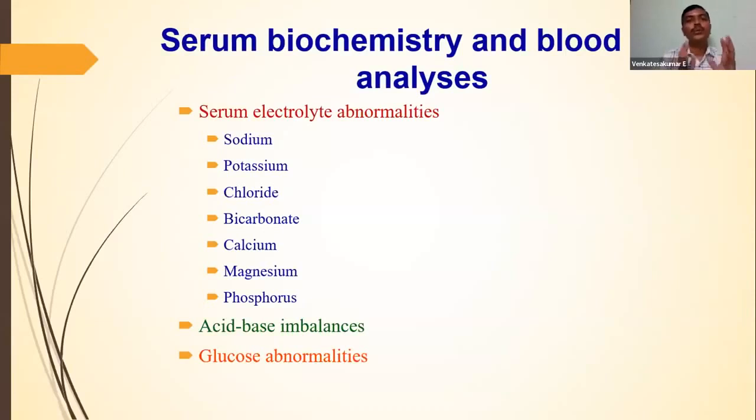So we need to estimate the electrolytes, either by a serum biochemical analyzer or by a blood gas analyzer. A blood gas analyzer will give acid-base imbalances along with the electrolyte abnormalities. It measures the bicarbonate and carbon dioxide levels. So whether the animal has metabolic acidosis or metabolic alkalosis, we can very well appreciate.